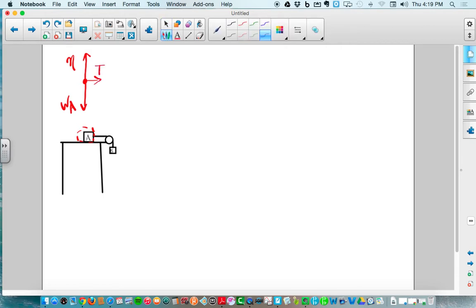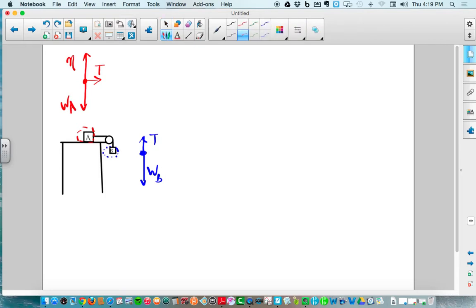All right? For system B, I've got weight going down, and I've got tension going up. Okay? So, let me move that one over. Let me fix that one. That one's messed up. So, there's my tension. All right? And there's system B. Okay? I should probably do vector sum diagram for each of these.